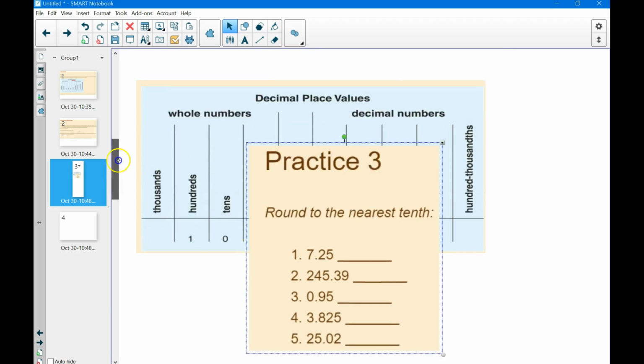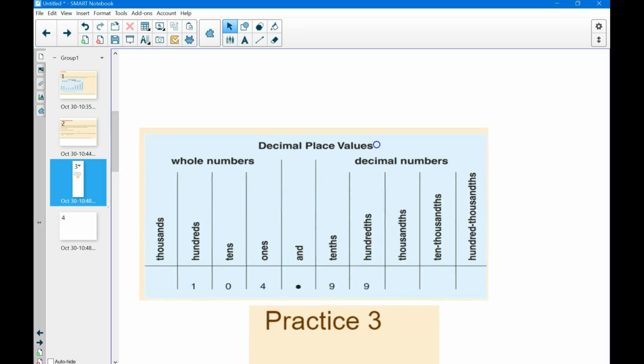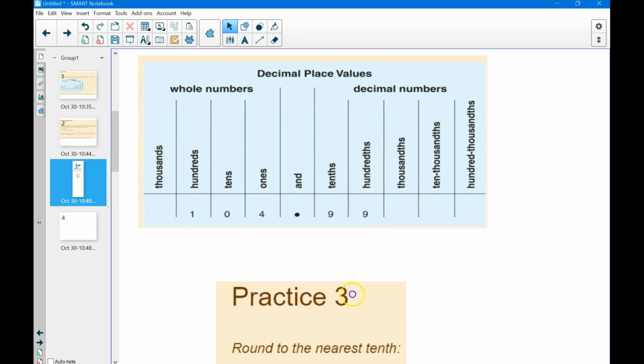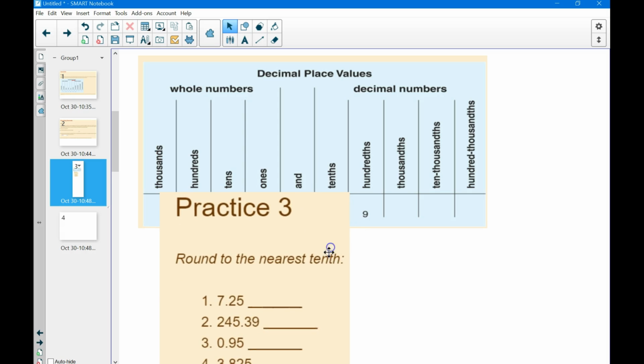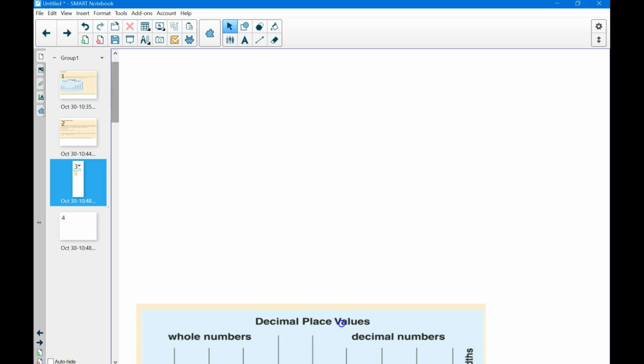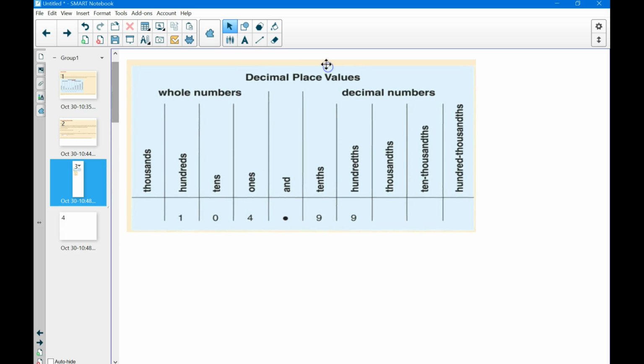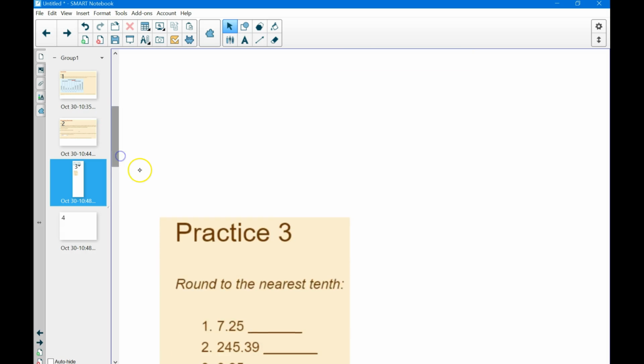Alright, so let's look at this one. I'll put the place value chart there just so we keep it in the back of our minds. I'm just going to set it up here on the page.